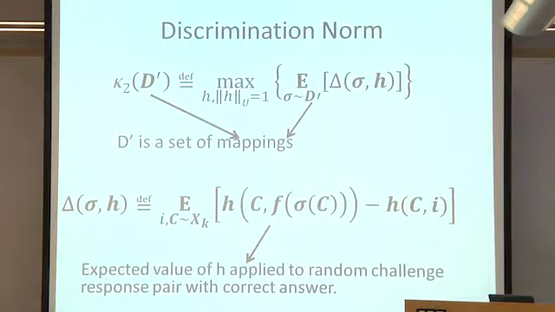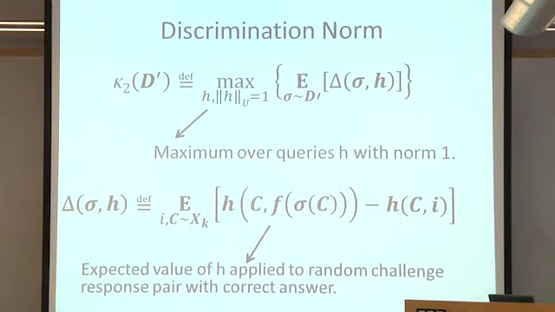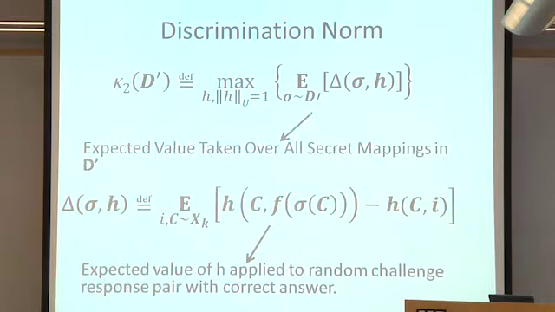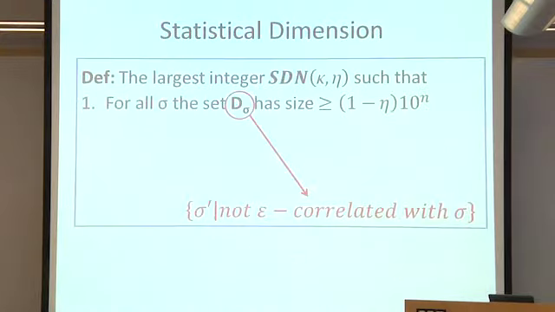So we have this delta function here, and then the discrimination norm is basically computed by taking a large set of secret mappings and looking at the maximum over all queries h with norm 1, and taking the expected value over all secret mappings in this set of this delta function.